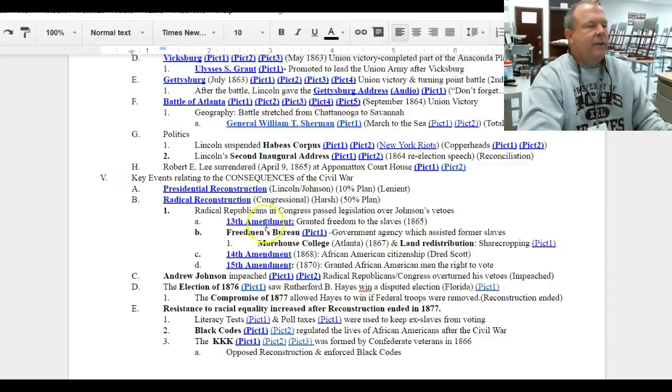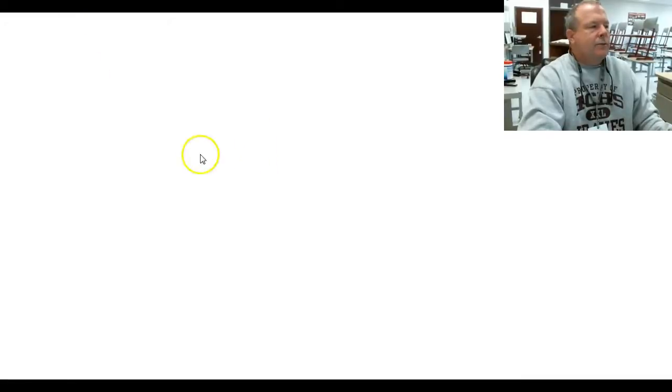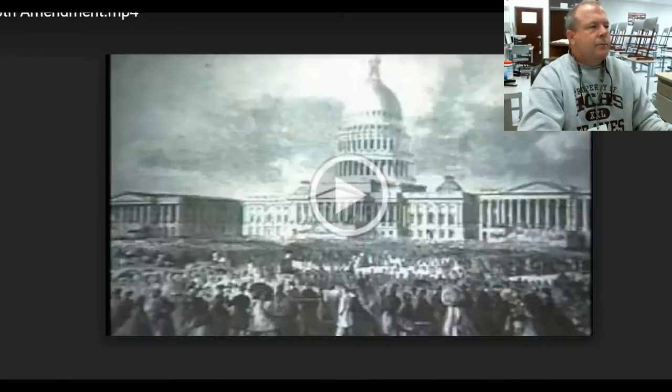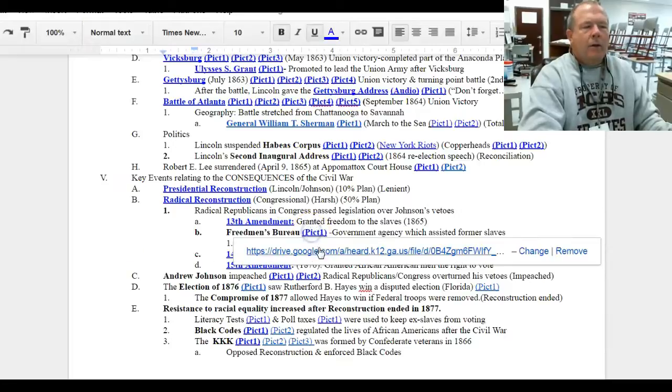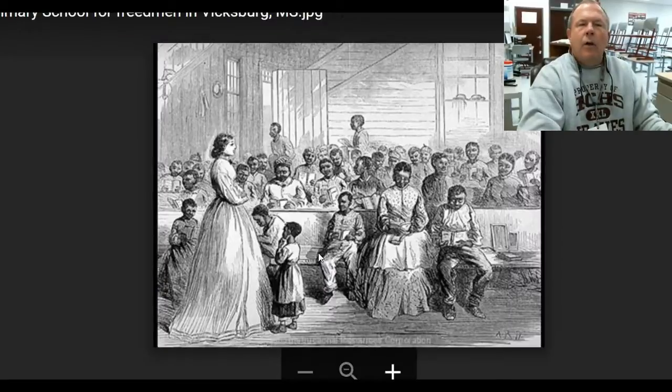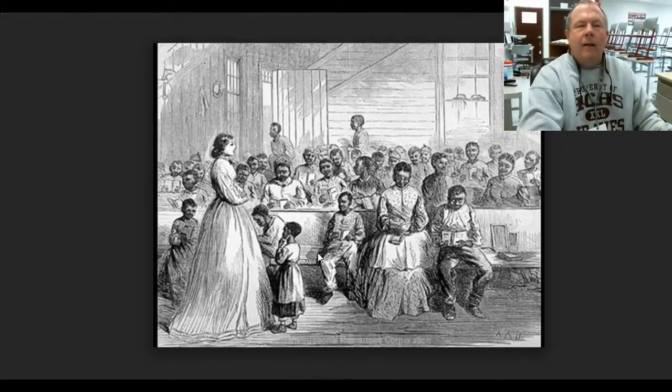The first is the 13th Amendment. The 13th Amendment granted freedom to ex-slaves. The radicals in Congress were also able to pass legislation over a federal program known as the Freedmen's Bureau. The Freedmen's Bureau provided food, land, medicine, shelter, and education for young ex-slave children.